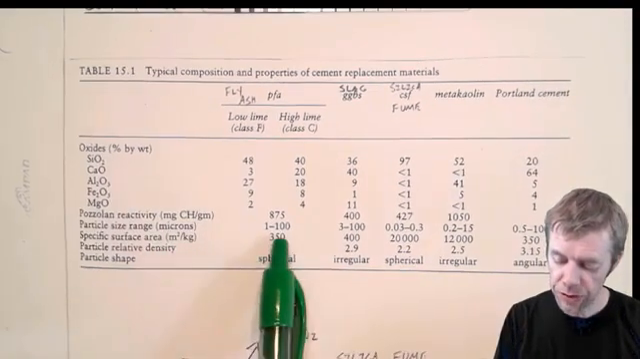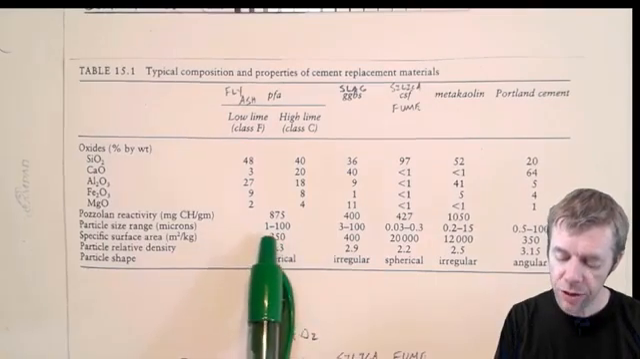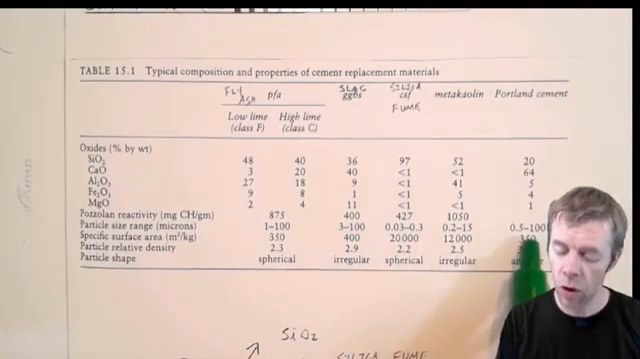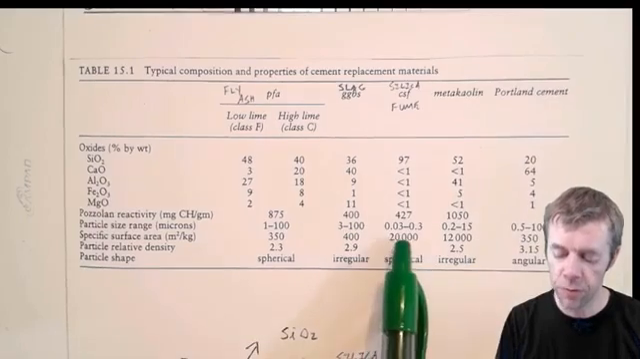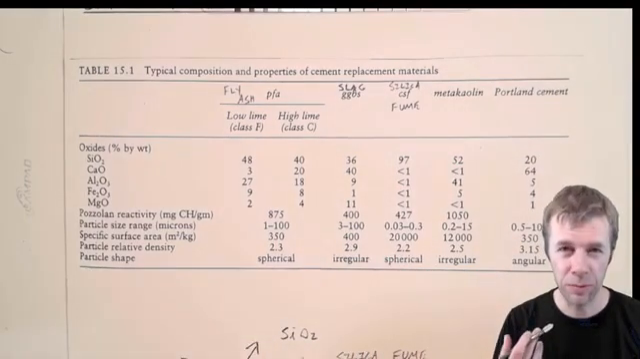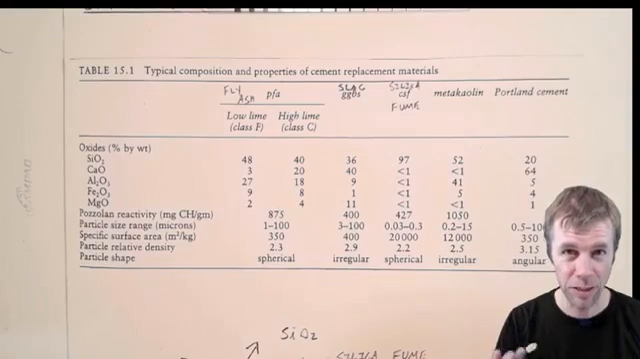Here are the particle sizes, and you can see that the fly ash and the slag and the Portland cement are all similar to one another. But again, the silica fume is about 200 times smaller than any of them. It's crazy, right?